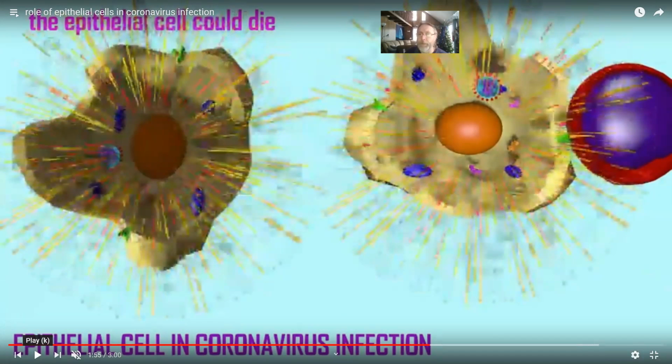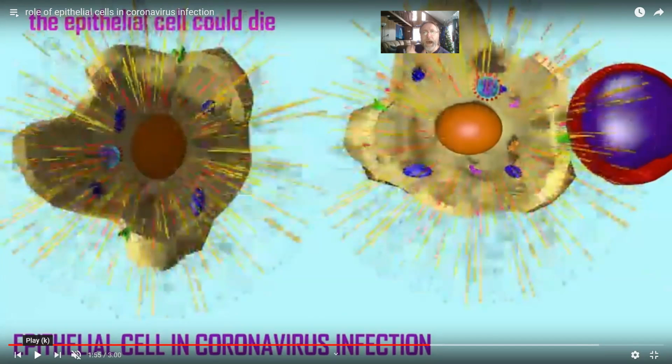Why might this epithelial cell die? Well, virus inside a cell might lead to the death of the cell, but there are two other options. Cells have a self-destruct button. There is a pathway, and it's complex but very important, known as the apoptosis pathway or an apoptotic pathway, or more commonly called programmed cell death.